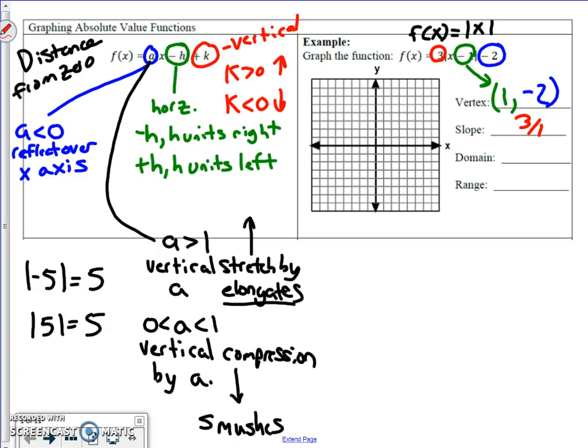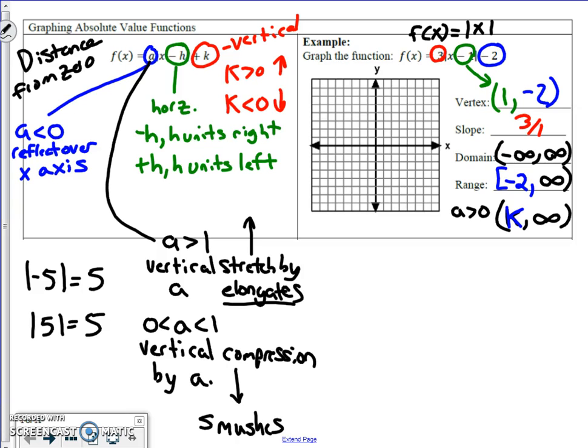My domain for an absolute value function is always going to be from -infinity to +infinity. In my range, when a is greater than 0, my range is always going to be from k to infinity. In this case, my k value is -2. And I'm going to start at -2 and go to infinity.